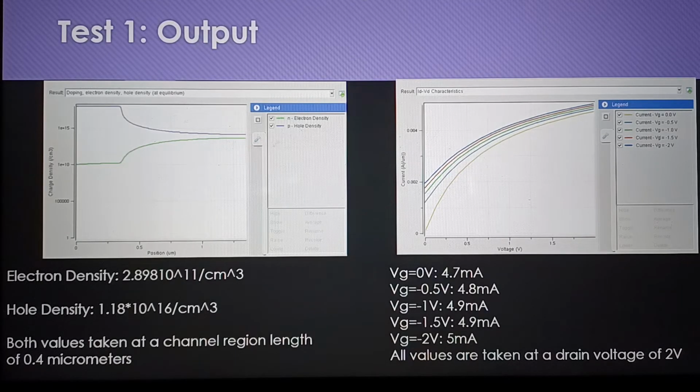At negative 0.5 volts, it's 4.8 milliamps. Negative 1 volt is 4.9 milliamps. Negative 1.5 volts is at 4.9 milliamps. And negative 2 volts is 5 milliamps, all at a drain voltage of 2 volts.